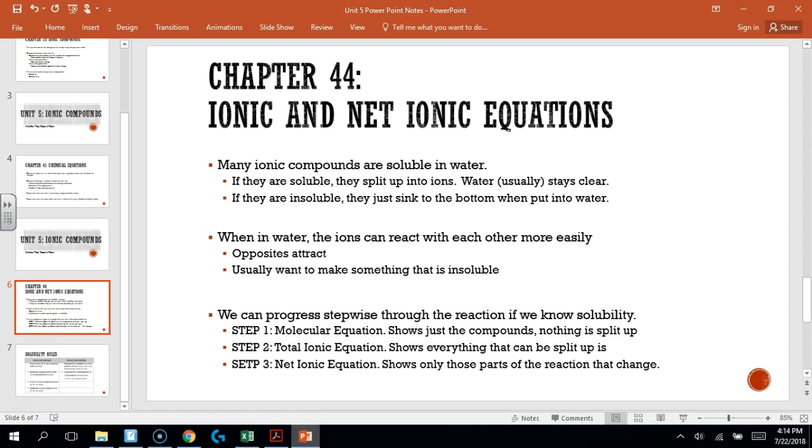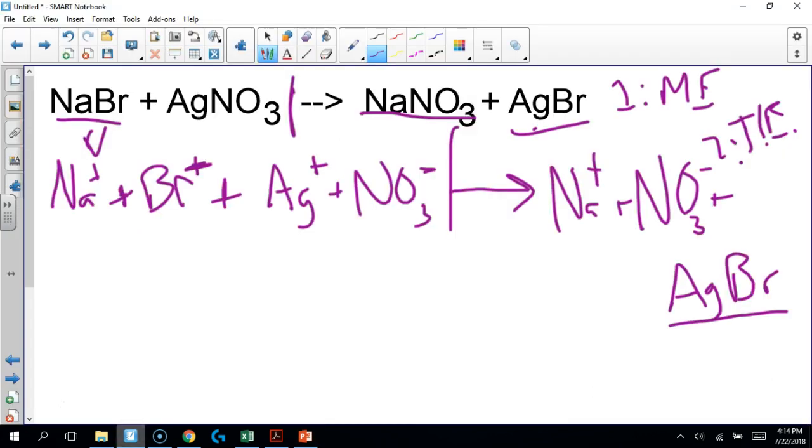Okay, back to here. Now in step 3, when we're writing our net ionic equation, this is where we get to focus right in on the chemistry. The chemistry happens when things change. So all we really have to do is compare sodium, Na plus. Is it different on each side of the equation? Here it's Na plus, here it's Na plus. So it is the same. It's not different. So we're going to cross it off. We're only going to keep those things that have changed somehow.